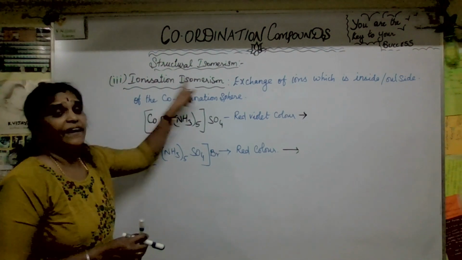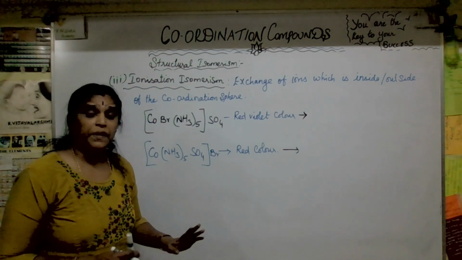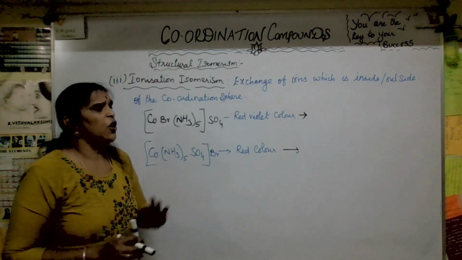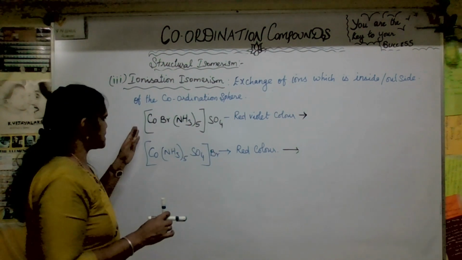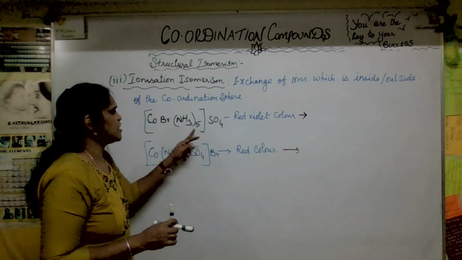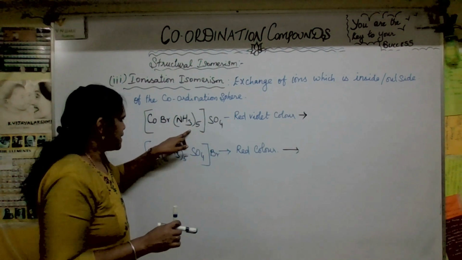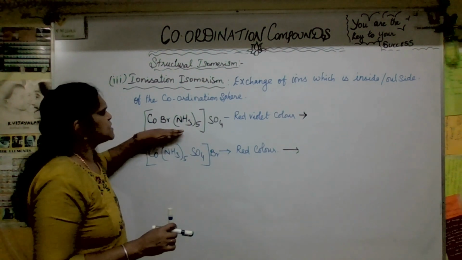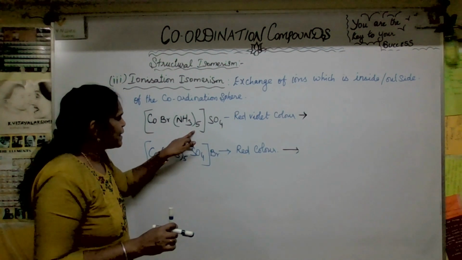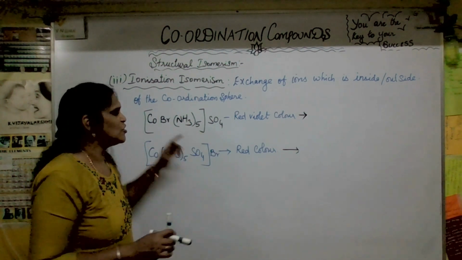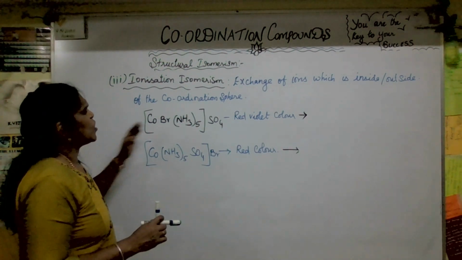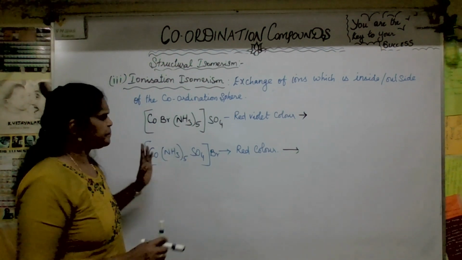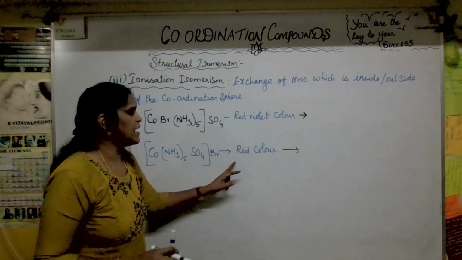Now the next one, ionization isomerism. This is so simple. Exchange of ions inside and outside of the coordination sphere. Example: [CoBr(NH3)5]SO4, that is pentamine bromido cobalt 3 sulfate. Now in the other one, the sulfate ion goes inside and the bromide comes out. So with exchange of ions, the compound is completely different. Now what is the color? This is red violet and this is red.